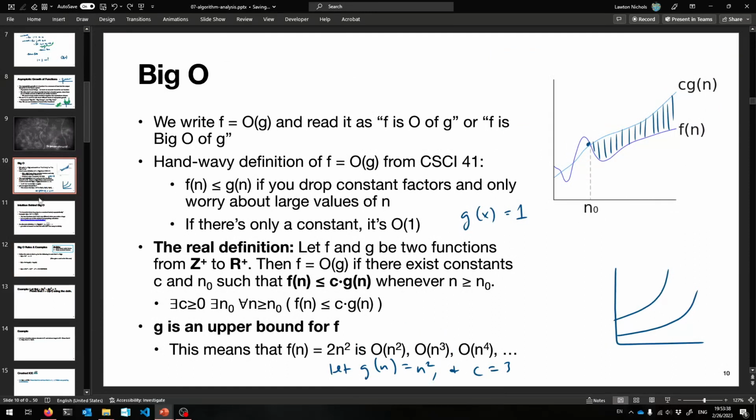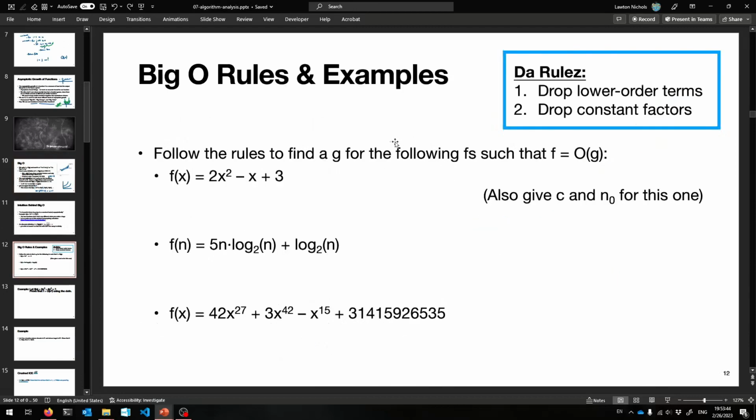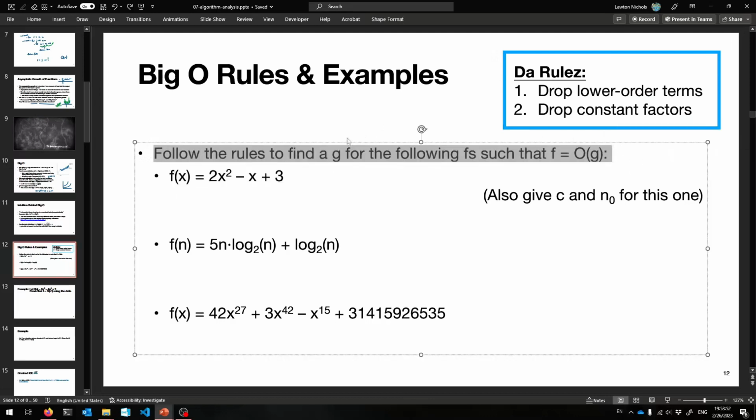We care about n squared for big O for this example. That's the closest one. That's the smallest possible one. All right? And so to get the best possible bound, the tightest possible big O bound, here are your rules, remember. Here are the rules to find a g for the following. And we'll also prove that it works.